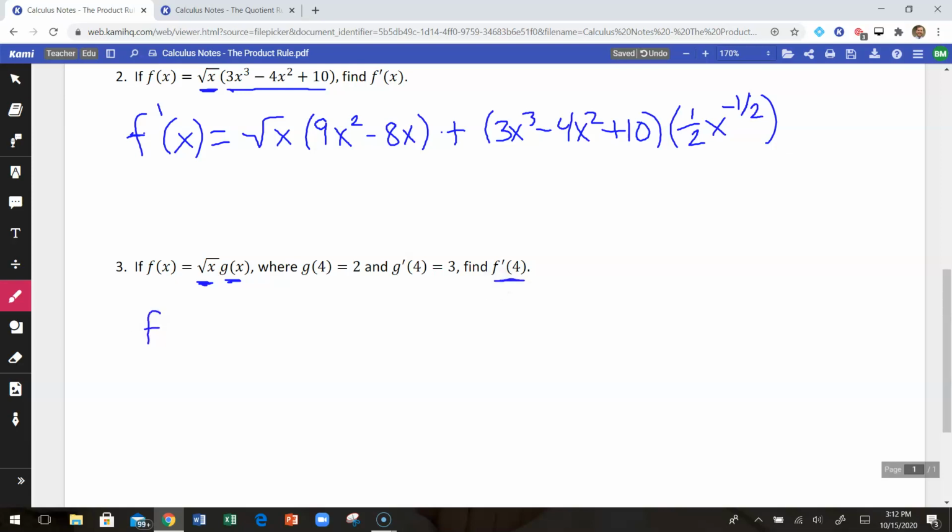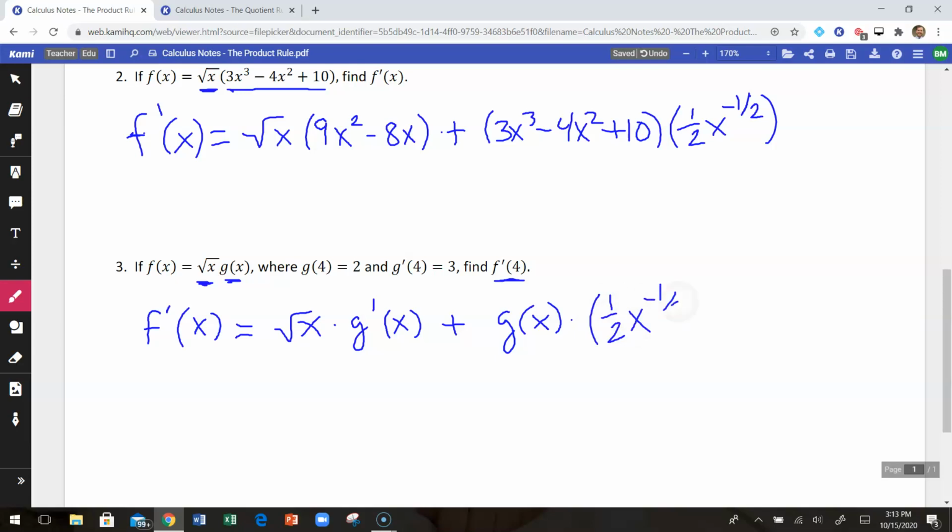Well, I'm first going to figure out what f prime of x is, and then I'm going to plug in 4 for x. So f prime of x, I'm going to find the derivative of this. I'm going to use the product rule. It's the first times the derivative of the second. I don't know what the function g is, so the derivative is just going to be g prime of x. Whatever g would be, I would do the derivative of that. Plus the second, g of x, times the derivative of the first, which would be 1/2 x to the negative 1/2.